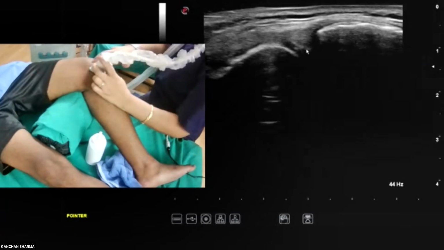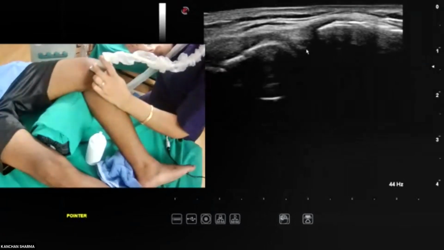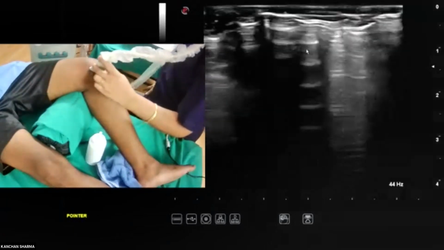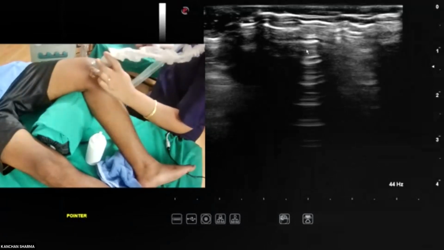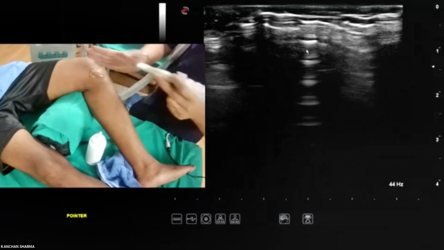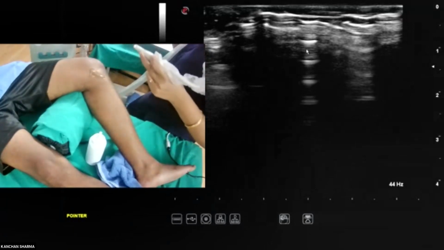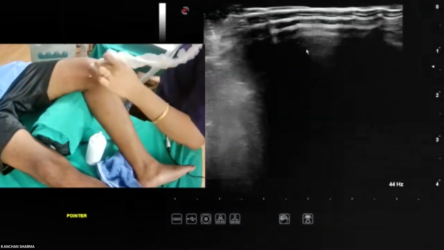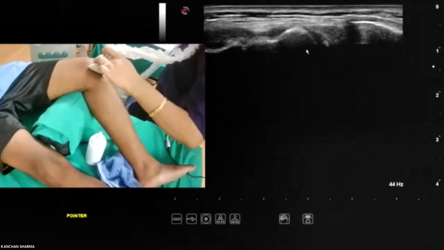Now this probe is not in the longitudinal axis. This probe is not in the short axis. This probe is not in the sagittal axis. This is in the coronal axis. Why? Because I'm looking from this side. This is how our coronal sutures are. So this is the coronal plane. You have to keep your probe a little oblique.